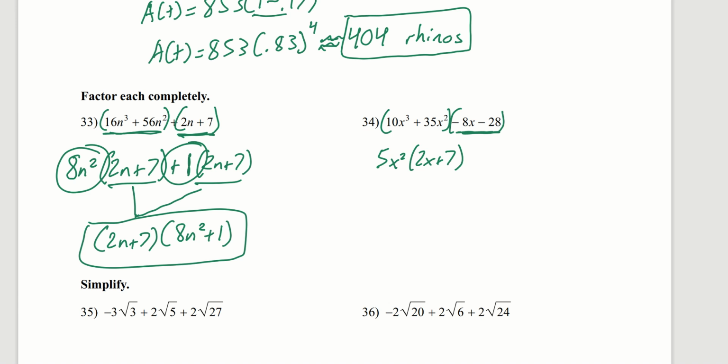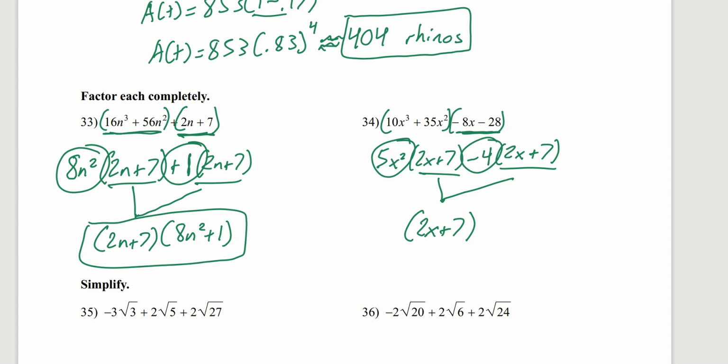And actually, both of them have negative numbers on them. So I'm actually going to take out a negative 4. And when I do that, I would be left over with a positive 2x and a positive 7. So it was actually nice that I took out that negative 4 because now those things in parentheses are matching. So my final answers, I'm going to have two factors. One of them is going to be that matching expression in the parentheses. The other is going to be the two things that are outside, 5x squared and negative 4. And this would be my final answer.